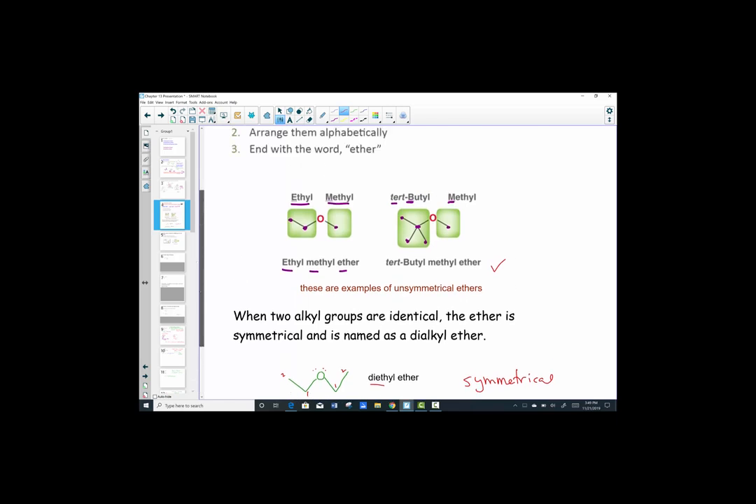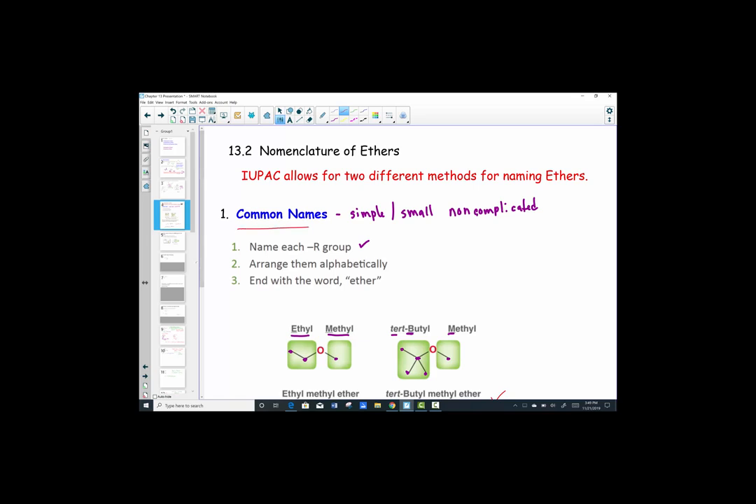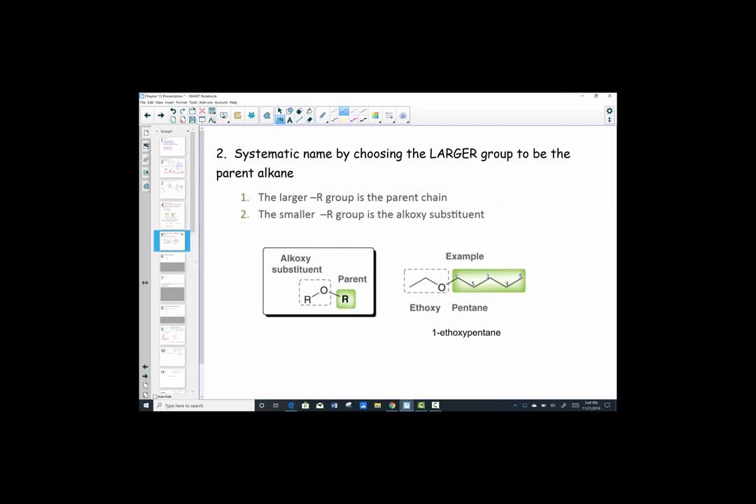So the first of 2 ways to name the ether is just common names. Simply assign the prefix based on the length of the carbon chain, alphabetize them, and put the word ether at the end. Now, if we have larger, more complicated ethers to name, there's a second systematic way of naming these, and that's by choosing the larger group to be the parent alkane. The longer carbon chain is what I mean by the larger group. So that becomes the parent chain. The smaller chain is then named as the alkoxy substituent.